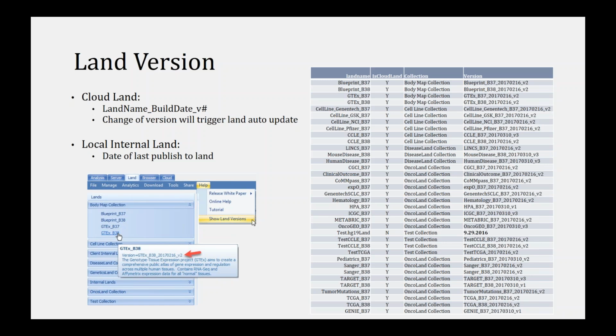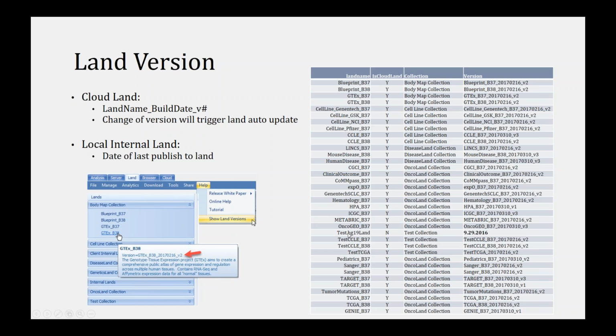So we have a Land version. Basically, we use the Land name, underscore, the time we built it, and also the version number we released since this year. And anytime we change the version number, it will trigger the auto update overnight to a new Land. Basically, it refreshes your local cache. And for your local internal Land, we also honor this version number, and we use the last date you published to this Land by checking the publish history.